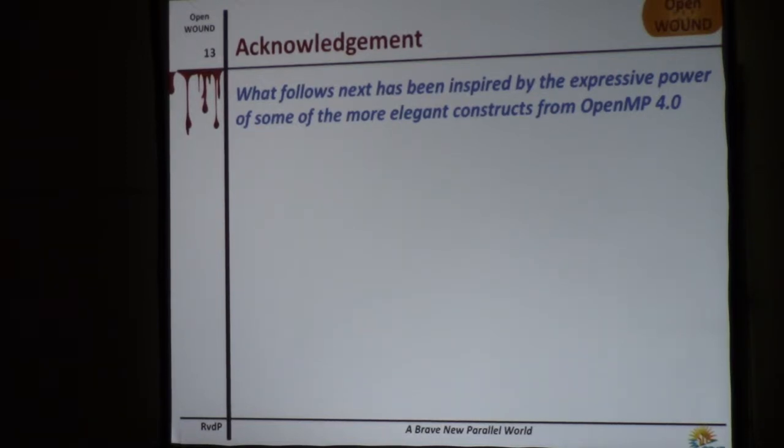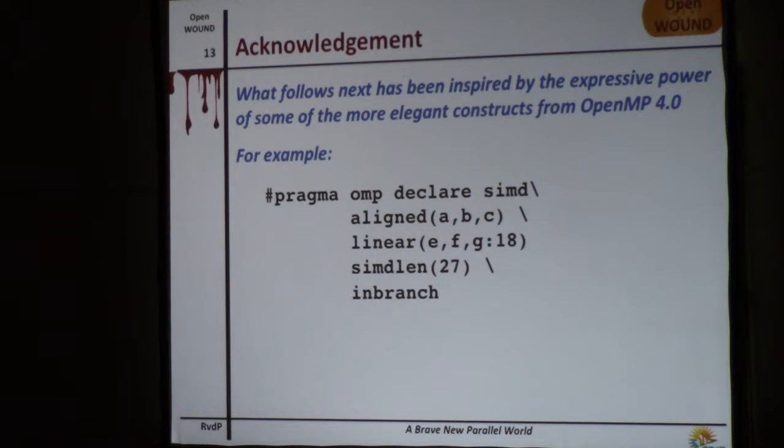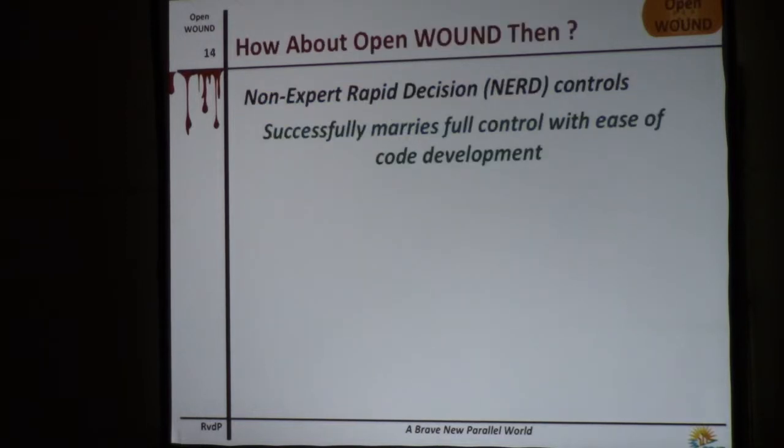What follows on the next few slides is driven by some beautiful constructs from OpenMP 4.0, like this one: aligned, linear, SIMD-len, in branch. I love it. I like it so much that I wanted to steal that idea and put it into my programming model. That's part of a different thing.